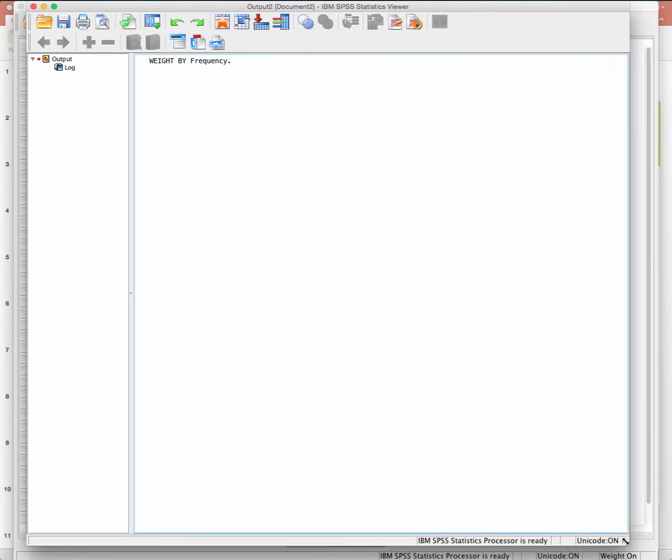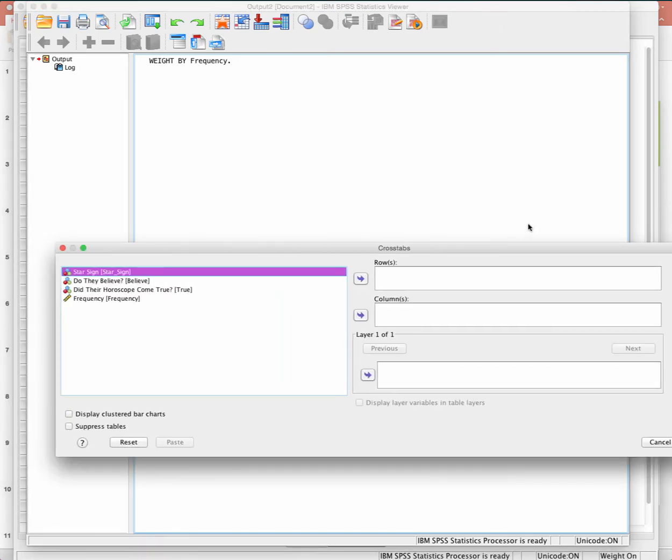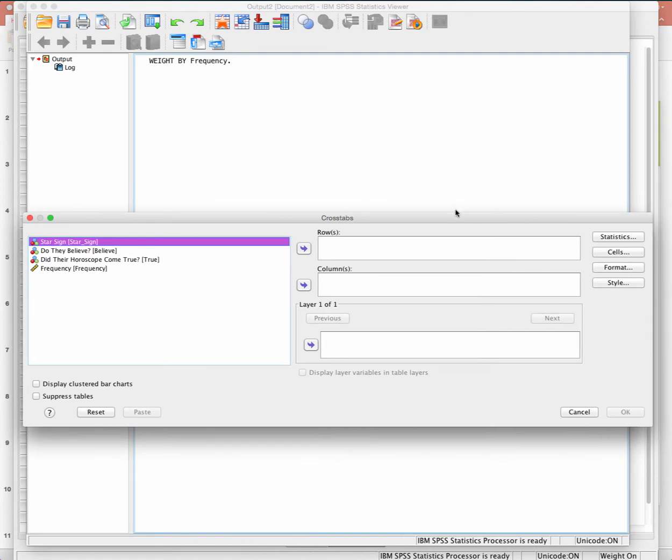Now I'm going to do a cross-tabulation table. You do this by going to Analyze, Descriptive Statistics, Crosstabs. We will have just 3 variables in our crosstab: whether someone believes in the star signs or not, which is believe, the star sign of the person, which is star sign, and whether the horoscope came true or not true, which is this variable right here.